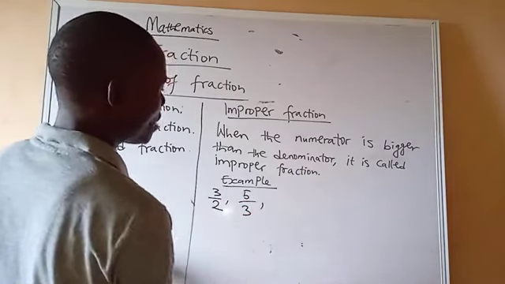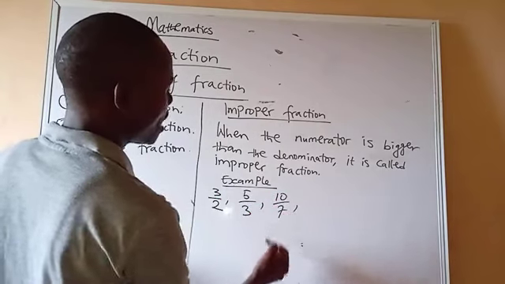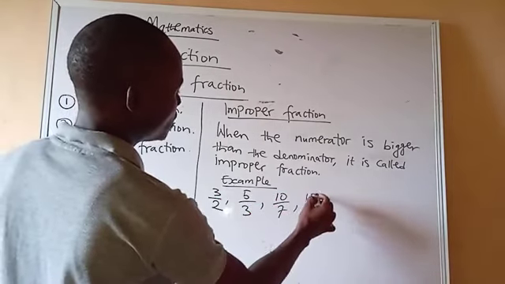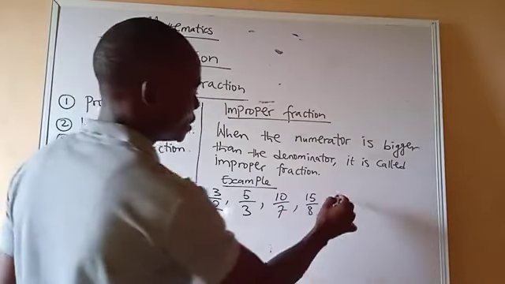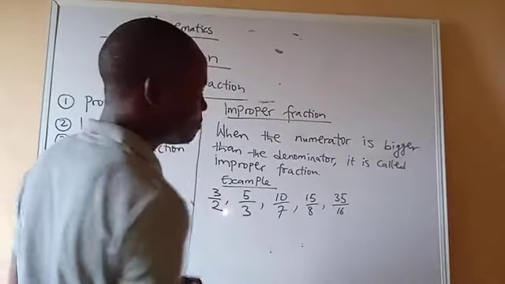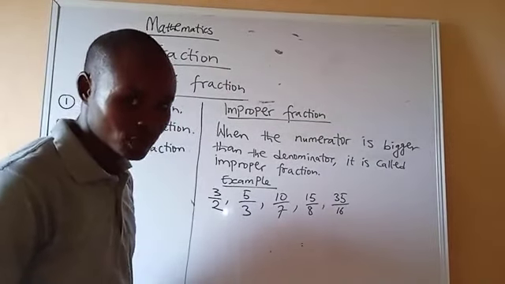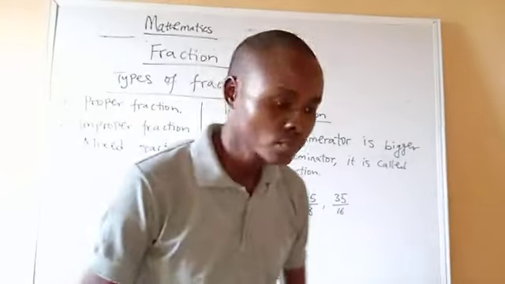5/3, improper fraction. 10/7, improper fraction. 15/8, improper fraction. 35/16, improper fraction. Do you understand? Now let me give us an illustration again.